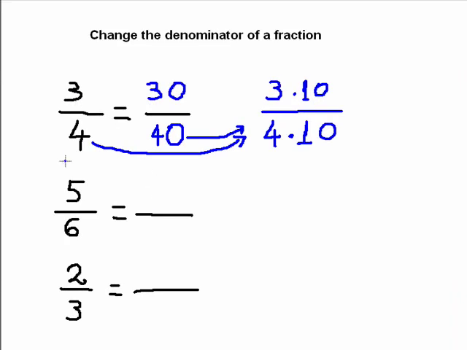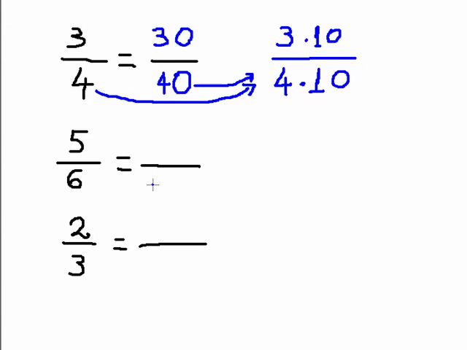Again, in order to change a fraction into a fraction with a different denominator, what you need to do is find out what is the number that you have to multiply the denominator by in order to get this new denominator, and then with the same number you multiply the numerator.